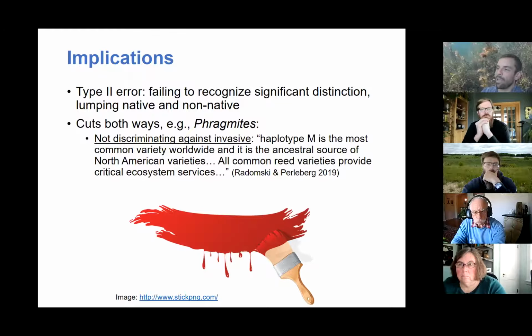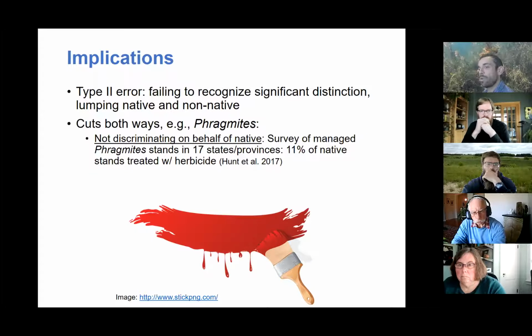So this paper, haplotype M, that's a European genotype, and these authors say it's the most common variety worldwide, and it is the ancestral source of North American varieties. All common reed varieties provide critical ecosystem services. So this is essentially saying, let's think of this as a species, look at it at the species level and say, this species is a good thing, not recognizing the important ecological differences that are present between native and non-native Phragmites. But it can also go the other way.